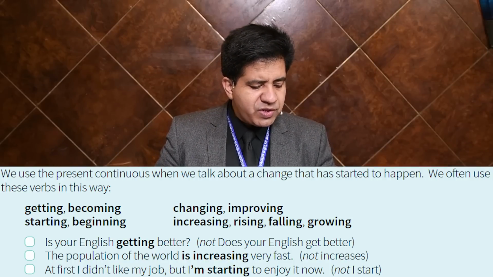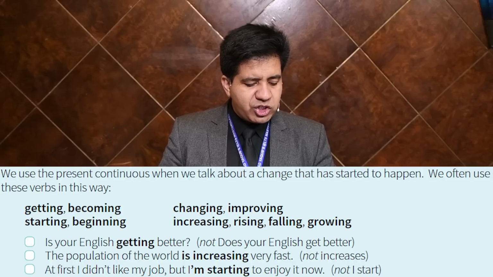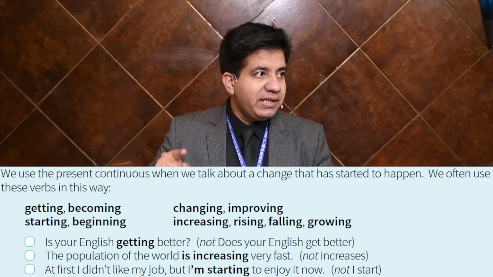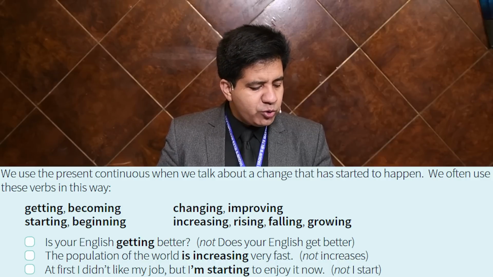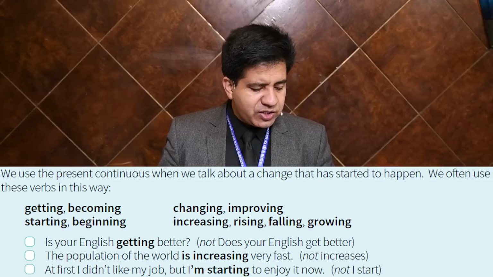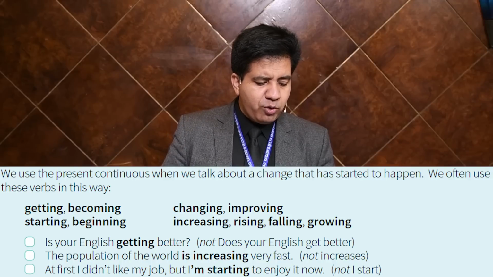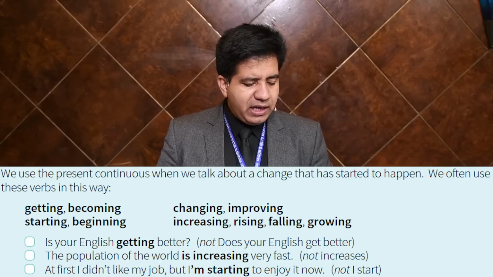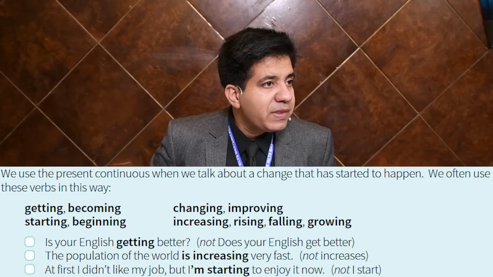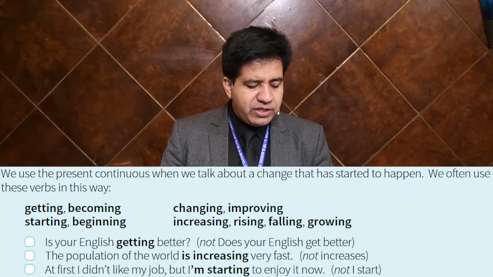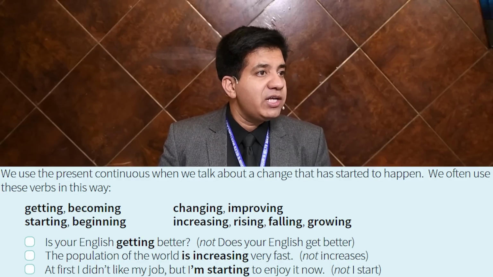Now the last option, D, we use the present continuous when we talk about a change that has started to happen. Now you should understand, a change that has started to happen, we often use these verbs in this way: getting, becoming, starting, beginning, changing, improving, increasing, rising, falling and growing. For example, is your English getting better? Not does your English get better. That's wrong. Is your English getting better?